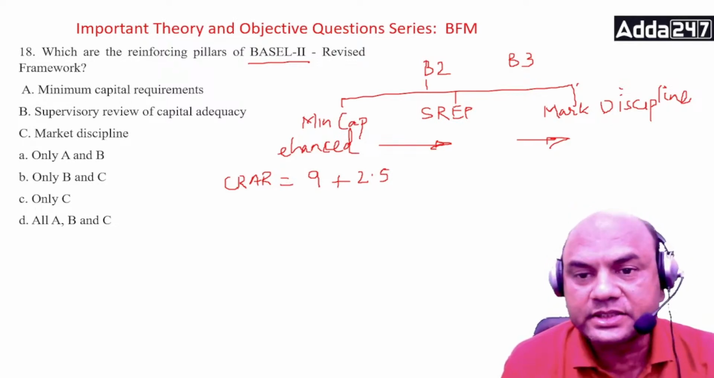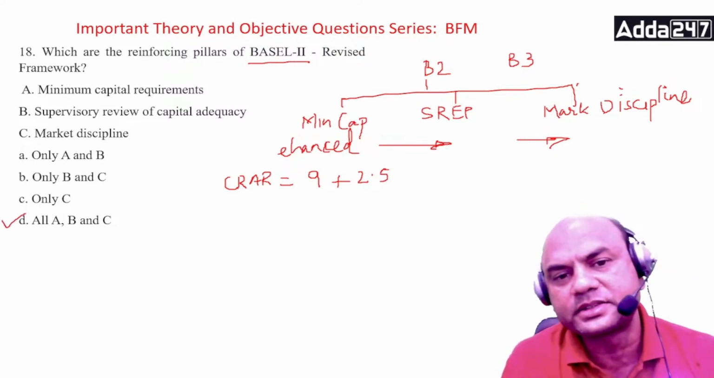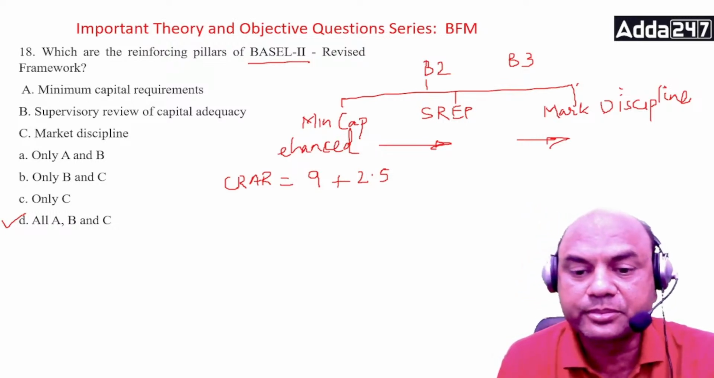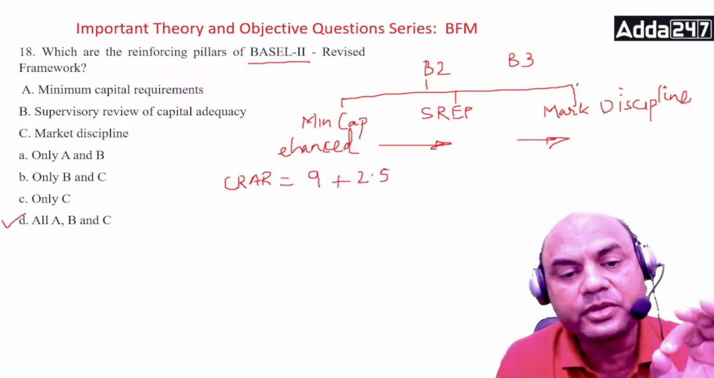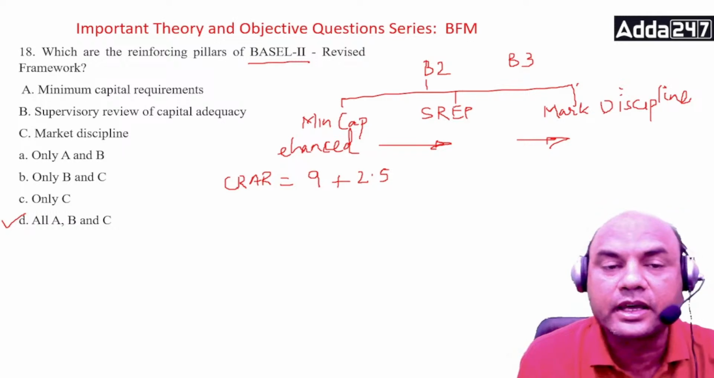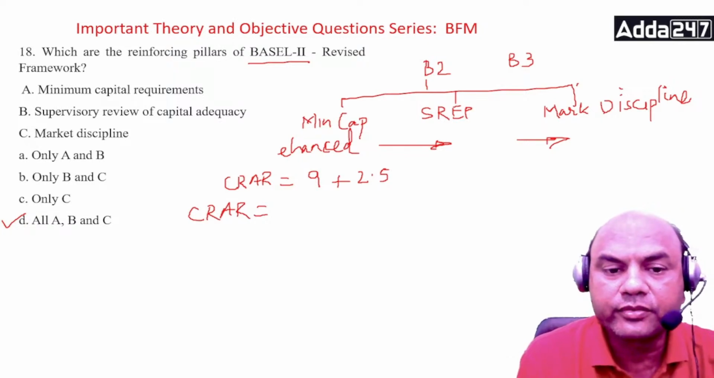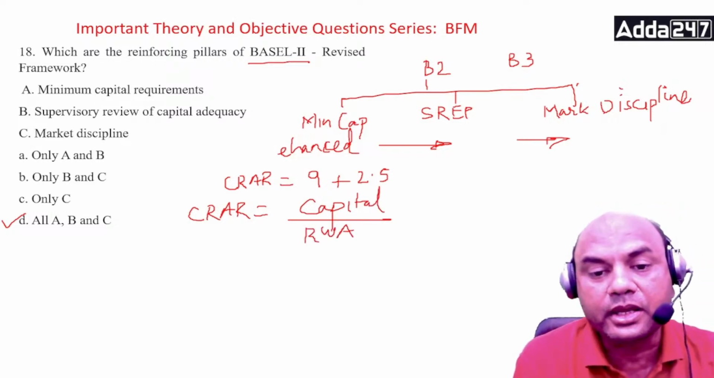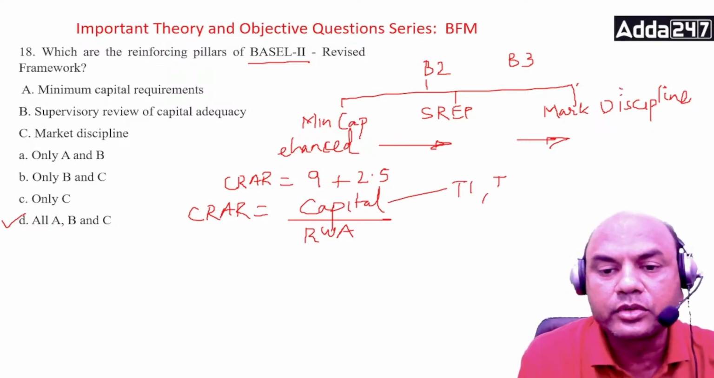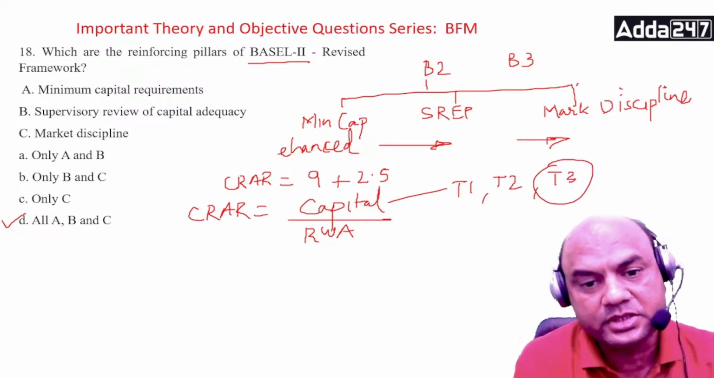So everything is enhanced. Remember the basic question over here: which are the reinforcing pillars? All the three, A, B and C. All of them are the reinforcing pillars of these Basel norms, right? Basel norms are very important. What is the formula for CRAR? CRAR is a basic formula you will be using in your BFM. Capital upon RWA. Always remember capital is of two types, T1 and T2. There is a third type of capital, T3, but that is emergency capital, so we don't take it in calculations.